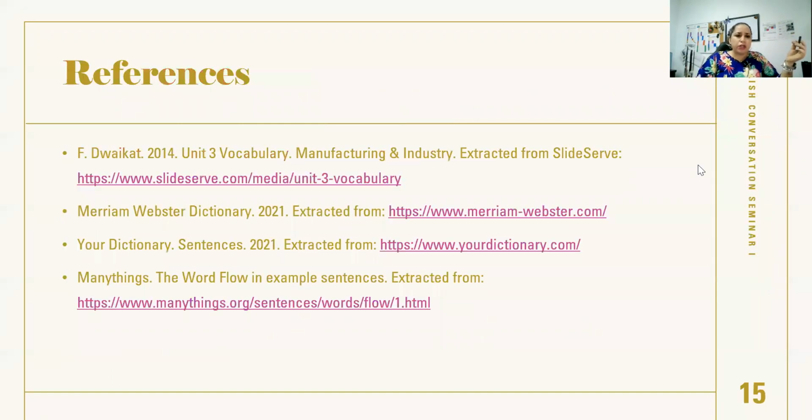And that's it. I used these four different references for the list of them. I used this publication from 2014. And then I used these dictionaries for the sentences: the Merriam-Webster, and then other dictionary sentences, and many things for the word flow.